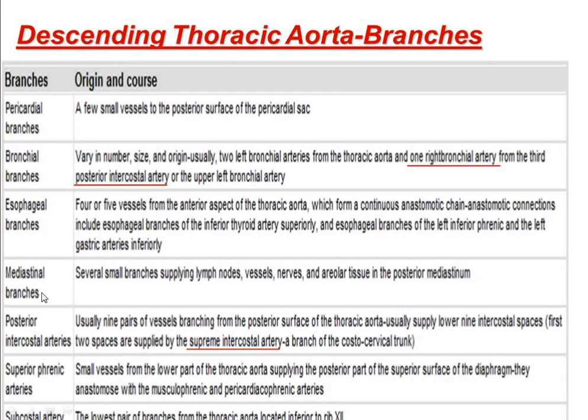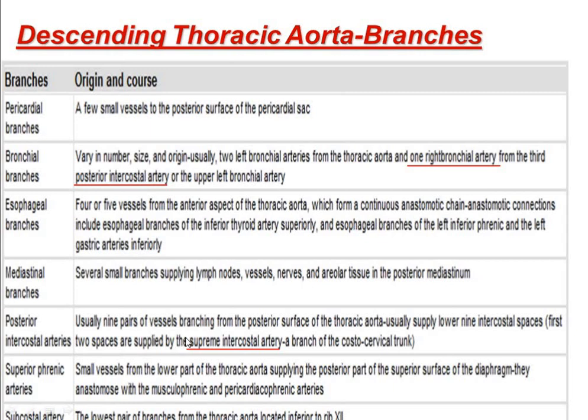Then it gives the mediastinal branches, which will supply other structures present in the mediastinum, whether lymphatic structures, lymph nodes, vessels, nerves, or other connective tissue present in the mediastinum. Then it gives the posterior intercostal arteries, which are 9 pairs from the posterior part of the thoracic aorta, for the lower 9 intercostal spaces. The upper 2 spaces are supplied by the supreme intercostal artery, which is a branch of the costocervical trunk.